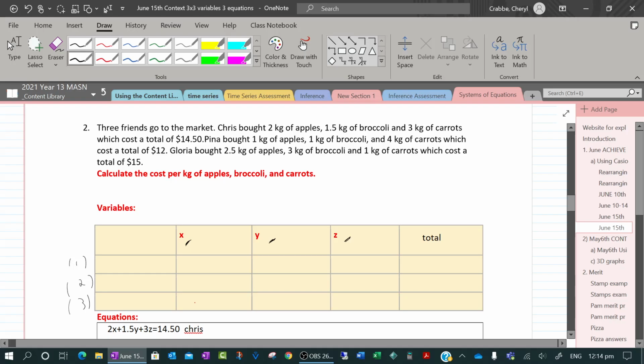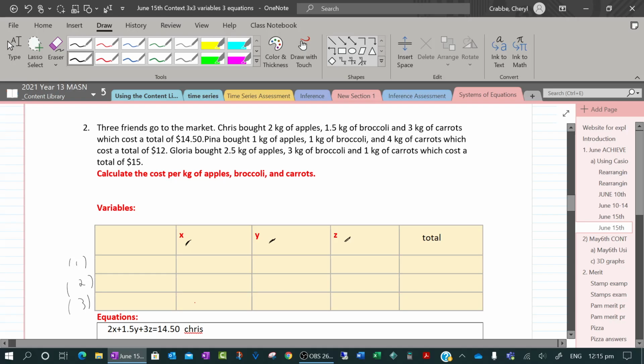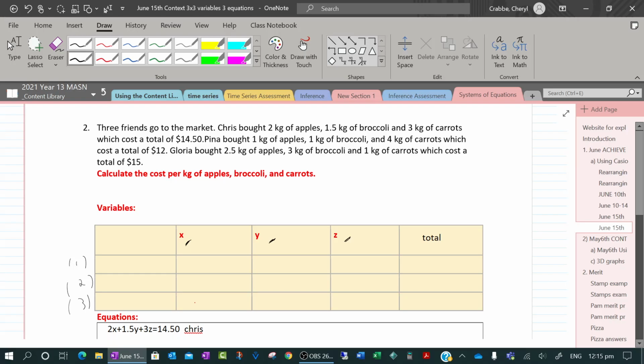And to do that, I go hunting for the question that tells me what it wants me to solve. So there's 3 friends go to the market. Chris bought 2 kgs of apples, 1.5 kgs of broccoli, 3 kgs of carrots, which cost a total of $14.50. Pina bought a certain amount of apples, and broccoli and carrots cost $12, and Gloria bought some more apples and broccoli and carrots, which cost a total of $15. And it says calculate the cost per kg of apples, broccoli, and carrots.